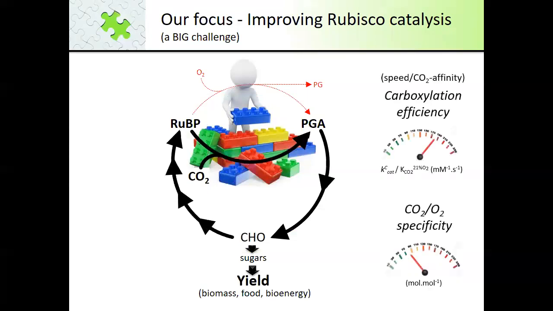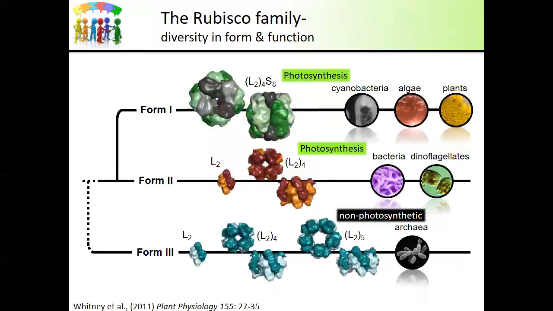So essentially, our aim is to target two main parameters, really three: to improve the carboxylation efficiency, that's the speed of the enzyme divided by its substrate affinity, and also the specificity. These are the parameters which we need to enhance, so that in plants like wheat and rice, which have a C3 physiology, that is, they don't concentrate CO2 around Rubisco, we should be able to improve their photosynthetic properties.